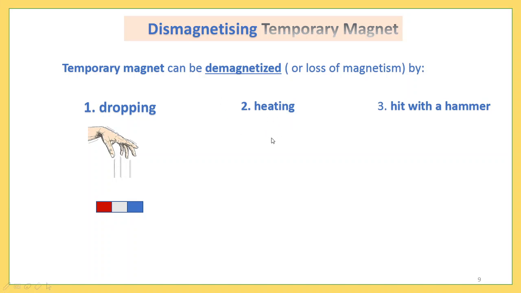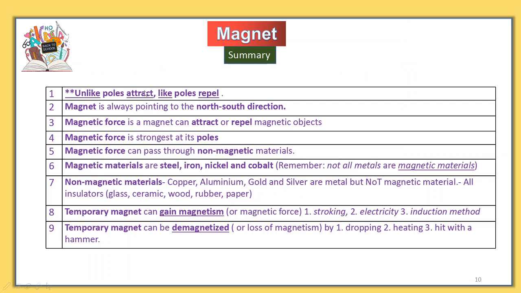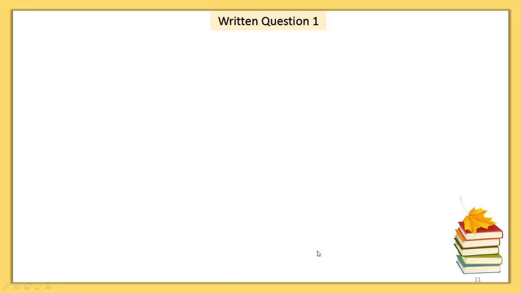Using heating method, also try to use the heat to make the north and south elements not in order so that it will lose its magnetism. Third method is using the hammer, randomly hit onto the temporary magnet so that it will lose its magnetism. The summary notes here is to help you to memorize the important points and prepare yourself for the examinations. Are you ready to do some questions?